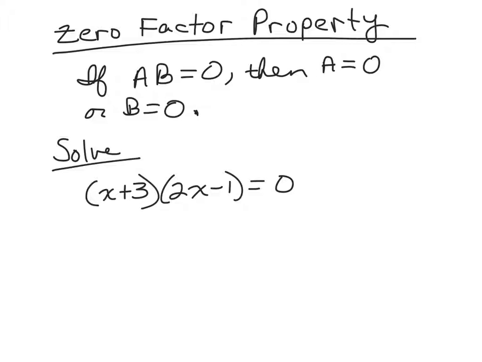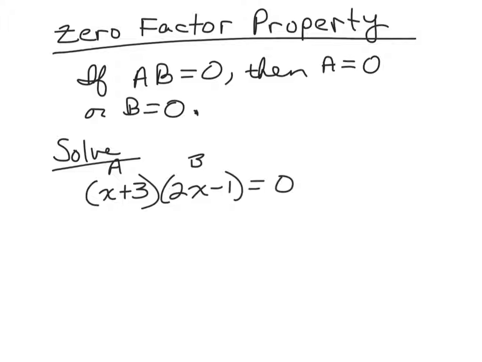So, think of your x plus 3 as your A, and think of your 2x minus 1 as your B. And we just said up here, if A times B is equal to 0, which is what I have here, then that's true if either A is 0 or B is 0. Which means this equation is going to be true if either x plus 3 is 0 or 2x minus 1 is 0.